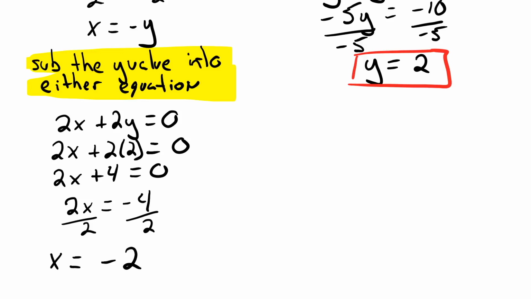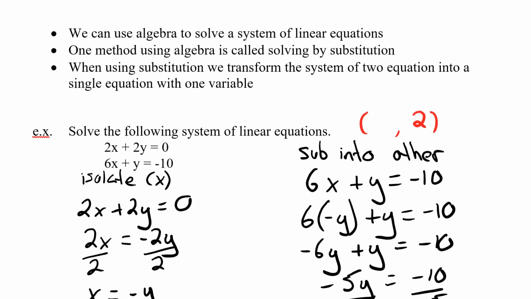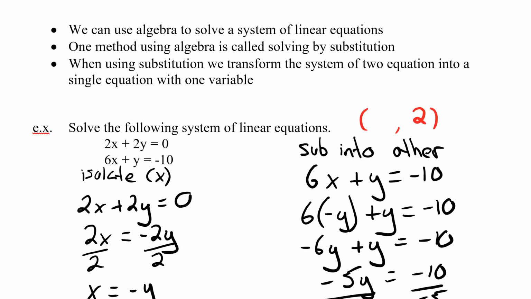So I've just solved my system. I know that my x is going to be negative 2, and my y is going to be positive 2. So I go back up to my solution here, and the solution is negative 2 for the x, positive 2 for the y.